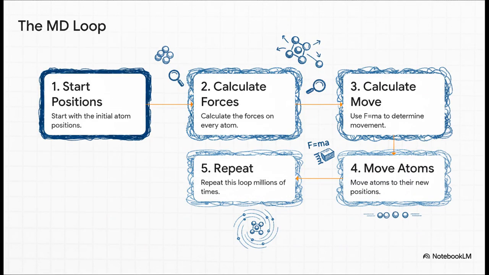So this is how it works in practice. It's basically a loop that repeats over and over. You start with your atoms in some initial positions. Then for every single atom, the computer calculates all the forces acting on it. Step 3, it plugs those forces into F equals ma to figure out how each atom will move. Then it nudges every atom to its new spot. And finally, it just does it again and again and again. Millions, even billions of times, taking these tiny little time steps to build up that smooth, continuous movie.